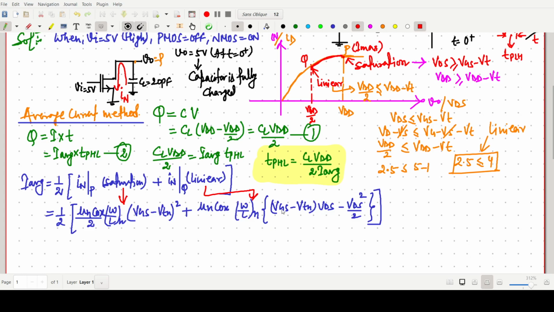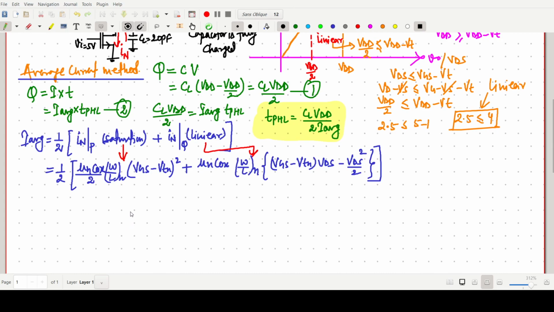Now we just have to solve this very carefully. One can write 1 by 2, and in both the expressions mu and Cox W by L are common.